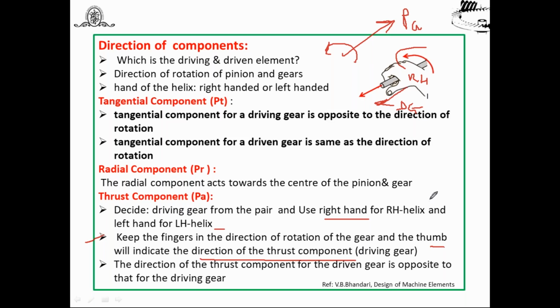Try to understand. Okay. And once you have decided for the pinion, the direction of the thrust component of the driven gear is opposite to that of the driving gear. No need to find it out once again, because we are doing it for the pinion, you will automatically get the gear thrust component direction opposite to the pinion thrust component direction. Okay. This is about the helical gear and how to decide the direction of the components.